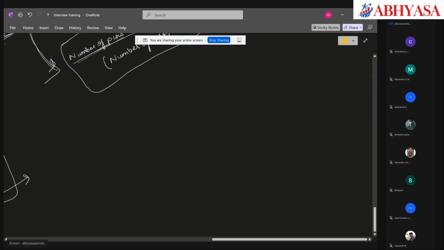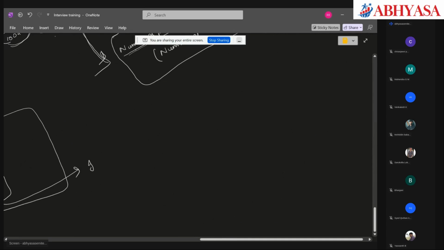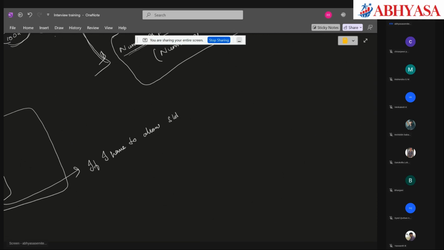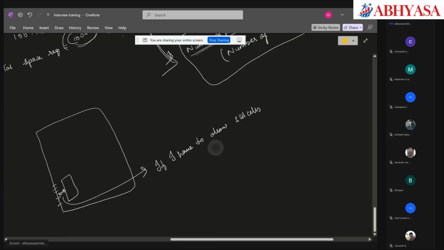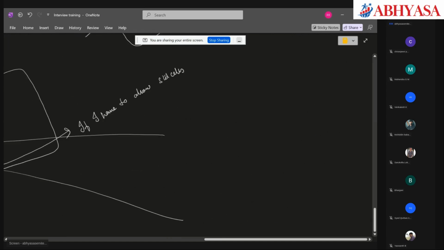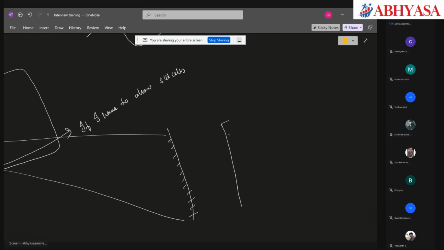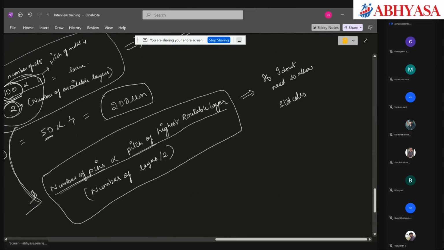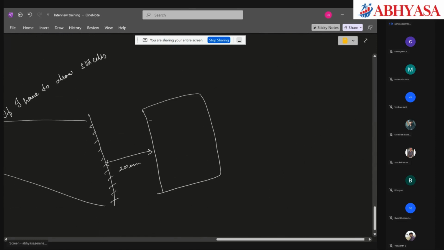Okay, now let us say if I have to allow standard cells, let us take the same situation. Let us zoom in to this. There are pins, 100 of them. There is this macro, and you left 200 microns space from your calculation, right? That is, you have not taken into consideration any standard cells here.